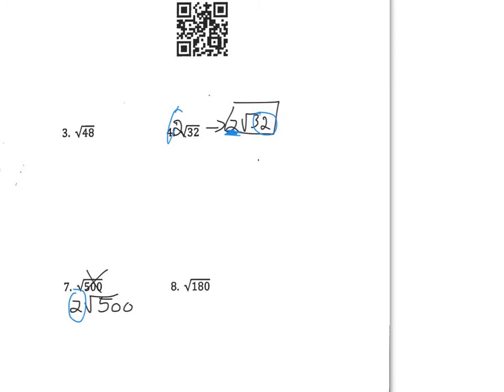So when I split this up, I'm going to just bring down this 2. And then I use the product property and say this is equal to the square root of 16 times the square root of 2. Well, square root of 16 is on the list. 4 times 4 is 16, so the square root of 16 is 4. So I have 2 times 4 and then times the square root of 2.